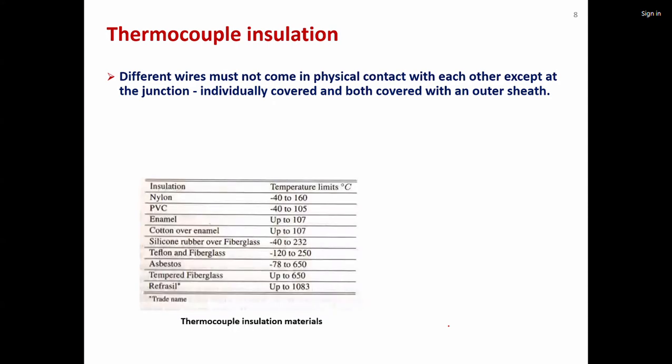And these are different materials which are used as insulation materials: nylon, PVC, enamel, and so on. And depending on the temperature range that the thermocouple works in, different insulation materials are used. So this is typically how a thermocouple looks. It is basically insulated all around, and the wires are connected only at the tip. Okay.